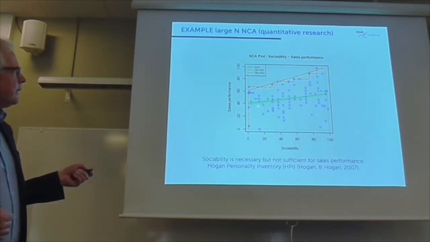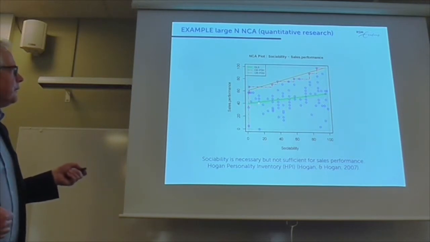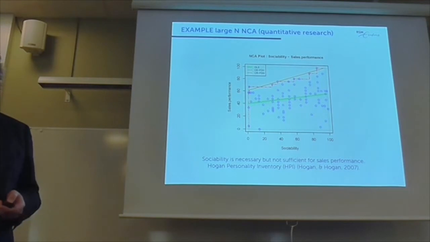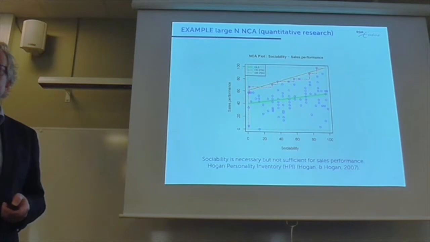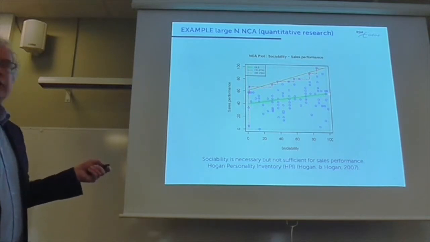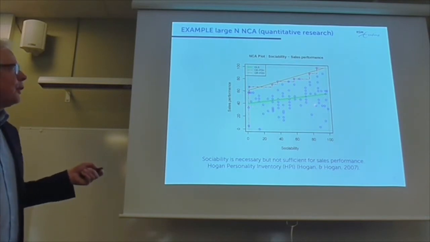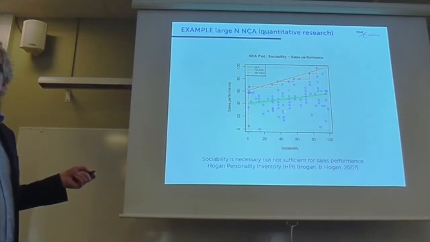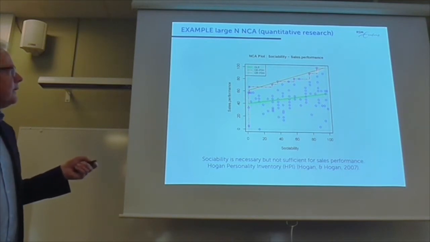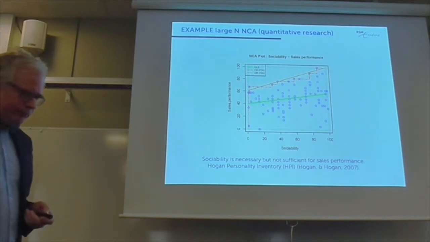And here you see the scatter plot, the ceiling line, and this is the line through the middle of the data, in other words, the regression line, the OLS, ordinary least squares regression. Is this language that you understand, OLS? Yeah, okay. So this is what we normally do, a line through the middle of the data to show the average trend. The more sociable, on average, the more sales performance. And this is the line that I'm interested in. And you see there are two lines here.